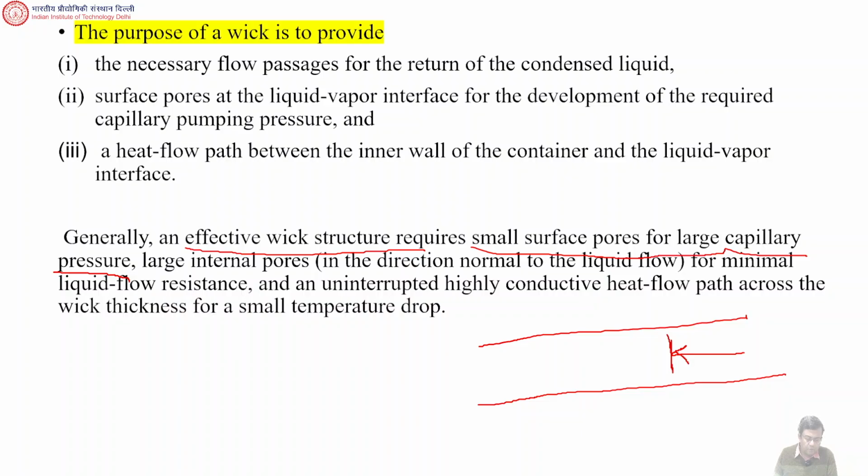You are not responding. Is this reasonable or not? See, the flow has to go like this. So if here the internal pores are very small, then it will become more difficult for the liquid to move. Larger pressure drop, isn't it? But you want the liquid to move comfortably from the condenser side to the evaporator side. So the internal pores have to be large, right?